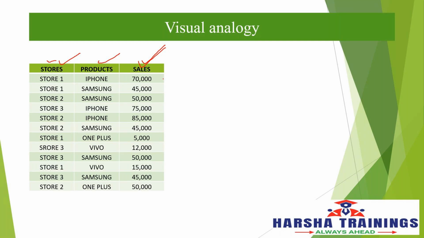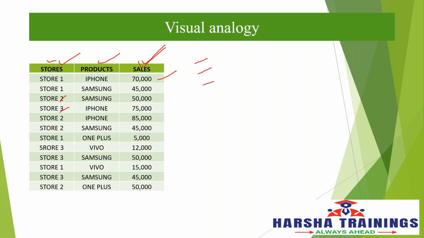Sum of sales for each product. No, each store. Why? Because I am asking by store only. Don't go for product. Sum of sales, group by store. Sum of sales for store one, sum of sales for store two, sum of sales for store three, and then I need to check which store is giving good sales.